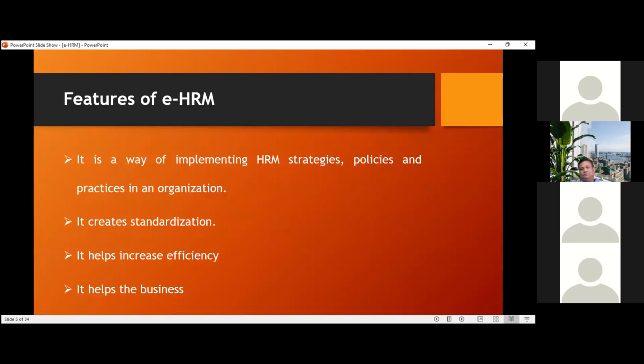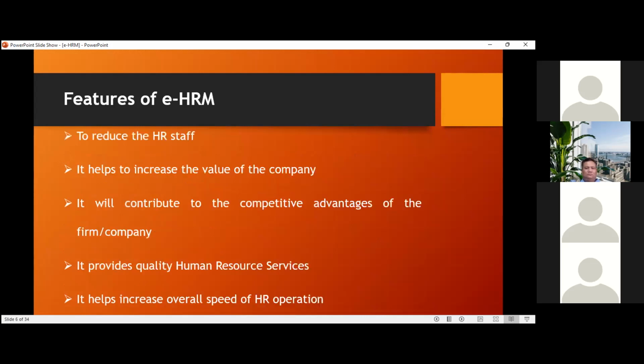So, features of EHRM. It is a way of implementing HRM strategies, policies, and practices in an organization. It creates standardization, helps increase efficiency, helps the business reduce the HR staff, helps to increase the value of the company, contributes to the competitive advantage of the firm or company, provides quality human resource services, and helps increase overall speed in HR operations. So using EHRM, with all these features, we can see that all the work of human resource will become efficient and easy.